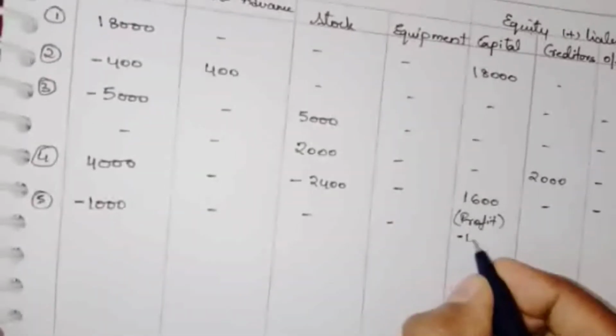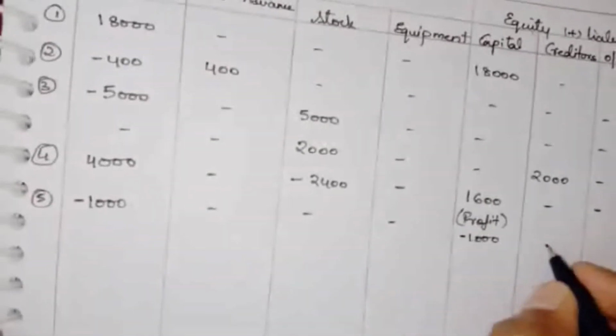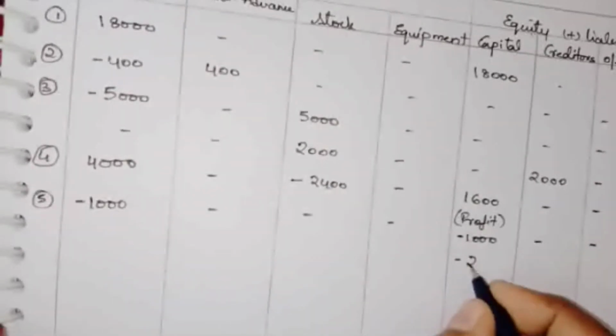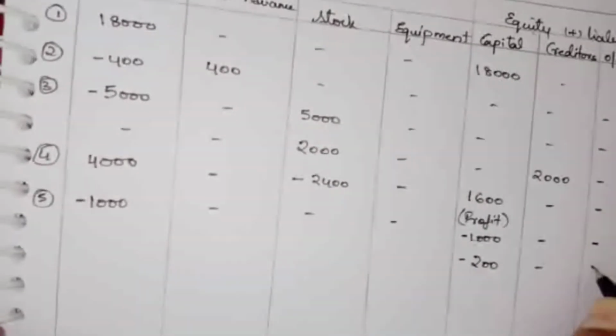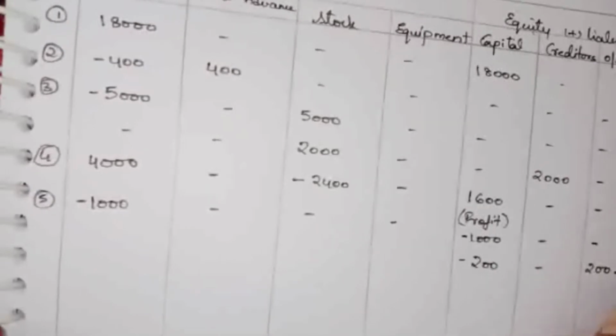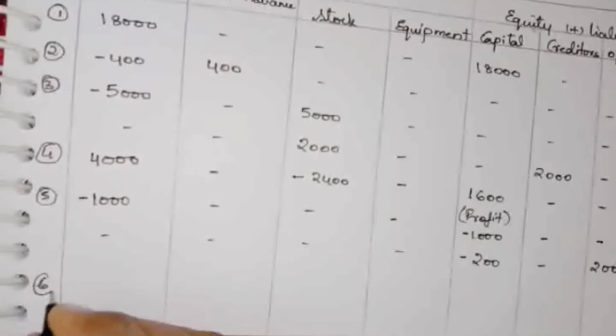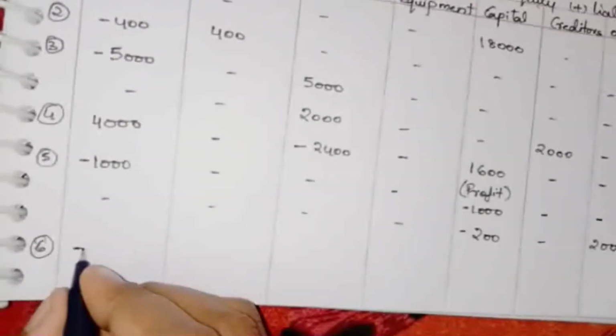Okay, next one, fifth, that is rent paid 1,000. It is a cash expenditure, so deduct the cash 1,000. Rent paid is an expenditure, so deduct it from the capital account. The next transaction is rent outstanding. Since it is a liability, we need to create a liability, so deduct it from the capital and add it to the outstanding rent account.